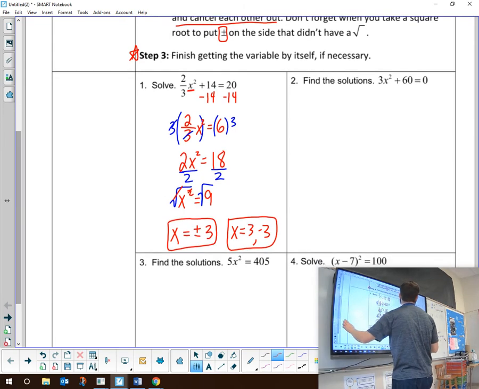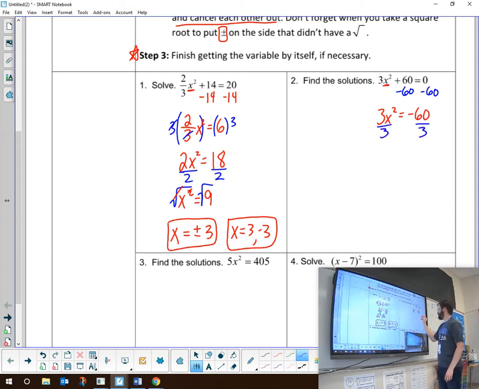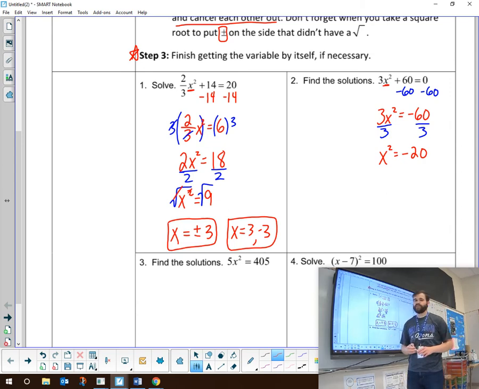So number 2, we have 3x squared plus 60 equals 0. First step, we're going to get that x squared by itself. So I need to move this 60 over, to get 3x squared equals negative 60. Divide both sides by 3. And we're going to get x squared equals negative 60 divided by 3 is negative 20. Okay, now we're going to square root both sides.